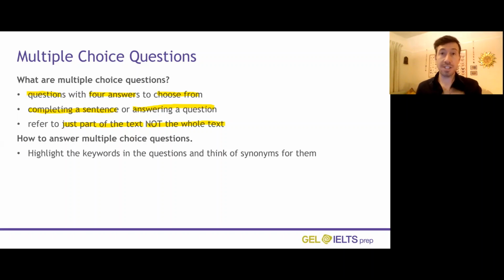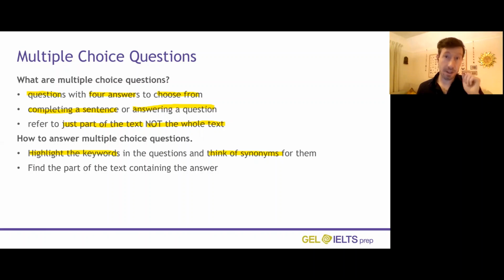Well, the first step with most IELTS questions is to highlight the keywords. And that's the same here. By keywords, we mean the most important words in the question. And we're going to look at how to do this in a moment. And then you have to think of synonyms for them, so words that have the same meaning.